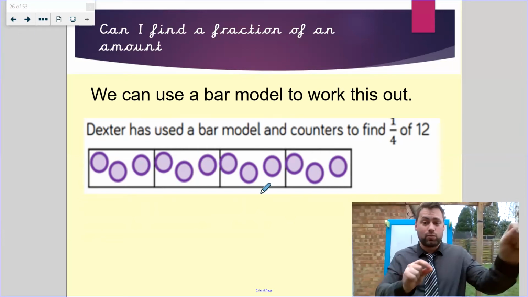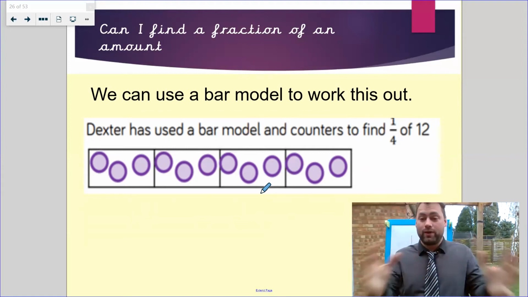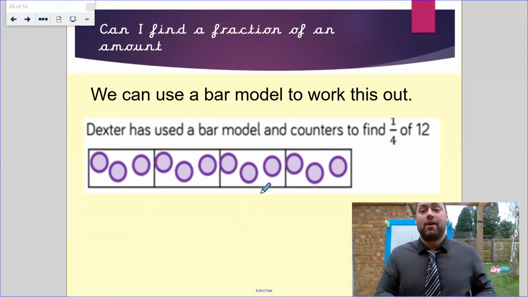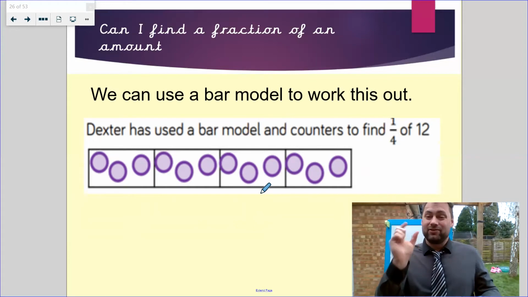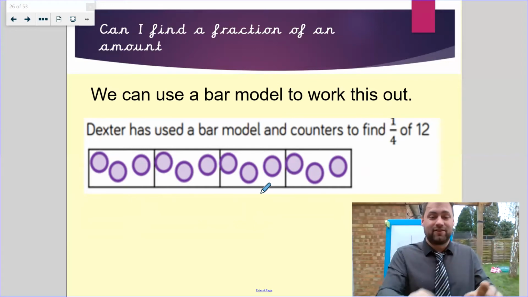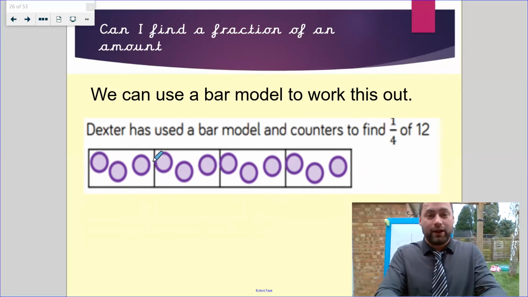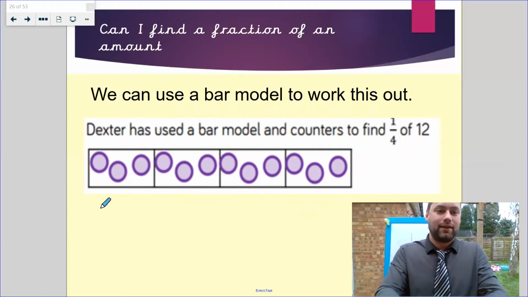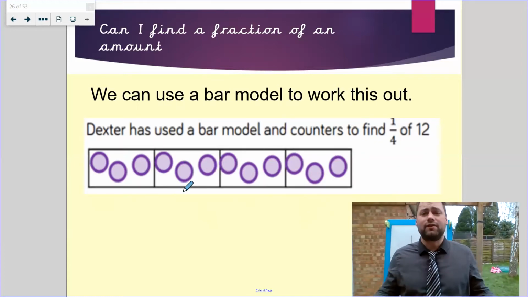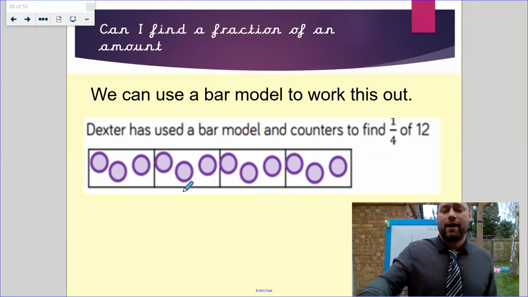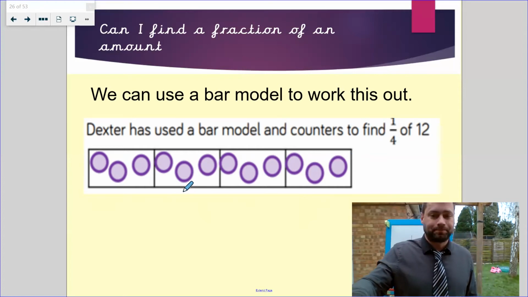He's then had to share 12 out evenly so that we can get a quarter of 12. And what he's done there, he's taken 12 and he's divided it into 4 groups. And we've got 3 counters in each group. So he's got his 12 counters and gone 1 for you, 1 for you, 1 for you, 1 for you. It's just dividing. So when you find a fraction of an amount, you're dividing the denominator by the whole number. You can use a bar model if you want to.